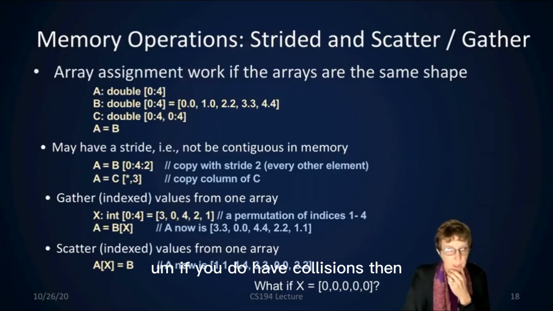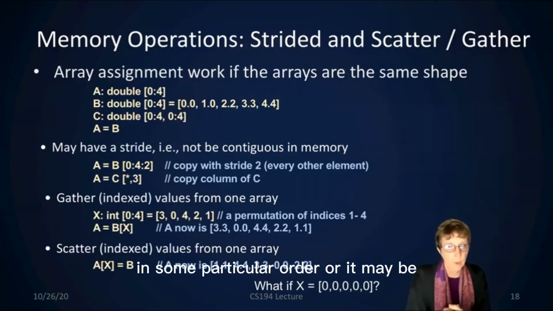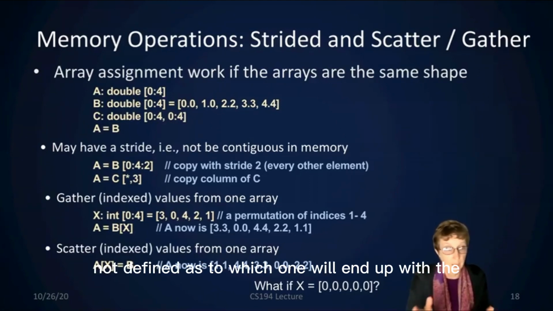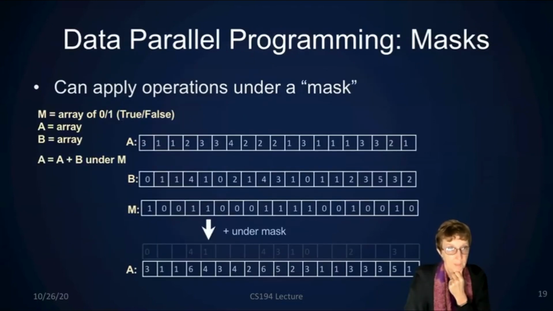If you do have collisions, then you have to have some rule that says how those collisions are resolved. They may be resolved in some particular order, or it may be not defined as to which one will end up with the right element.